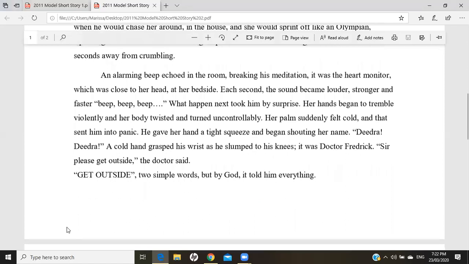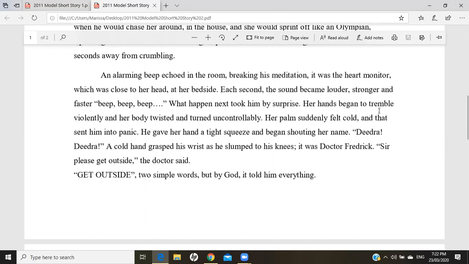Well, let's see. An alarming beep echoed in the room, breaking his meditation. It was the heart monitor, which was close to her head at her bedside. Each second, the sound became louder, stronger and faster. Beep, beep, beep. What happened next took him by surprise.